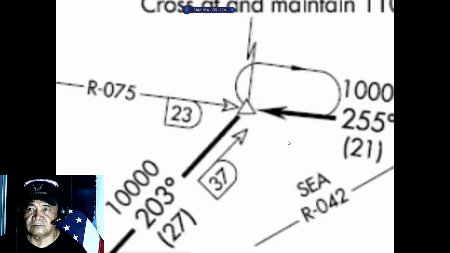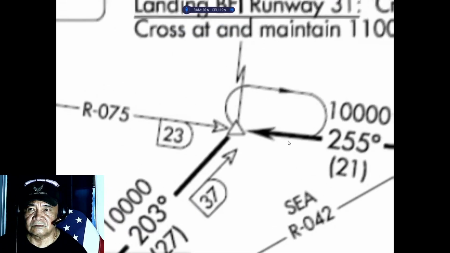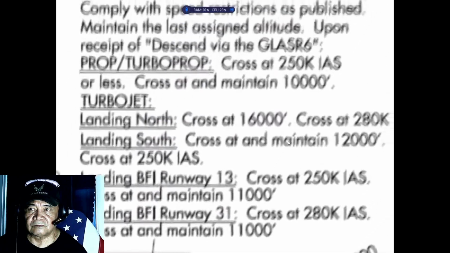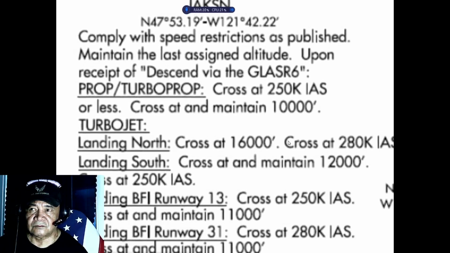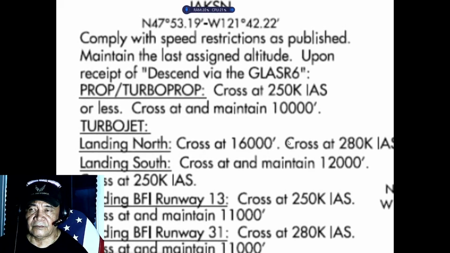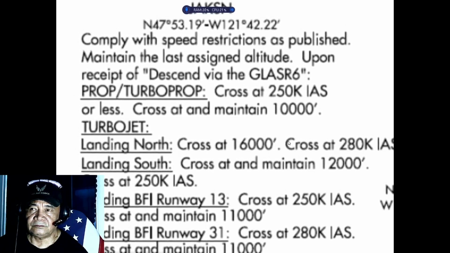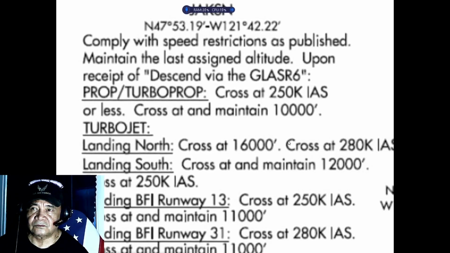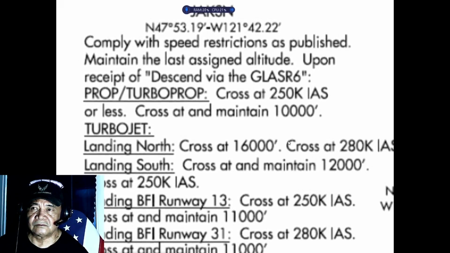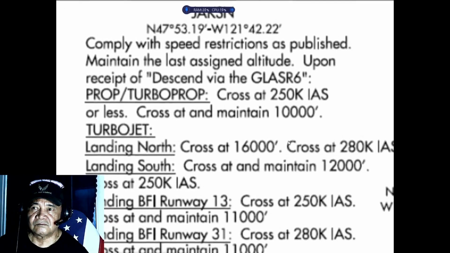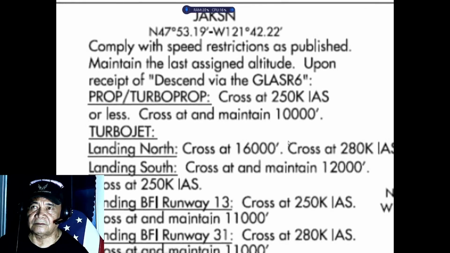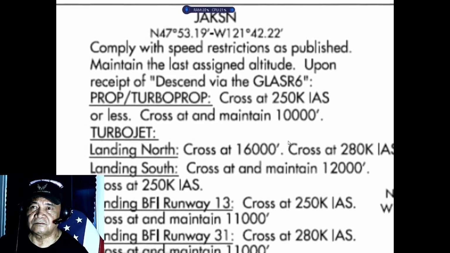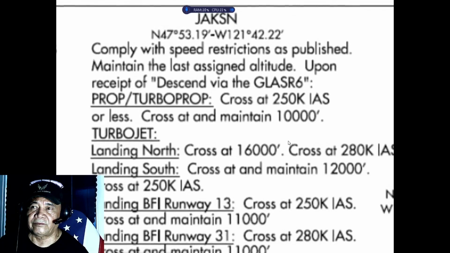At Jackson, things get a bit more interesting. You need to look at the instructions, and this is something that you should do before you get to this point so that you can plan ahead. For starters, we have a speed restriction in effect. Depending on where we plan on landing, we may have to cross this point at 280 or 250 knots. We also have some hard altitudes that we must maintain. 16,000 if we were landing north, or 12,000 if we were landing south.